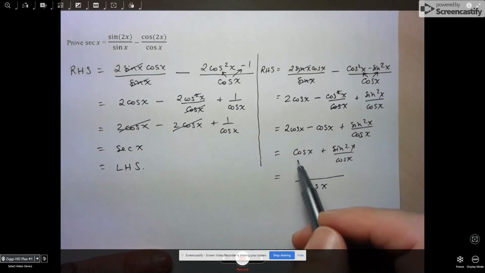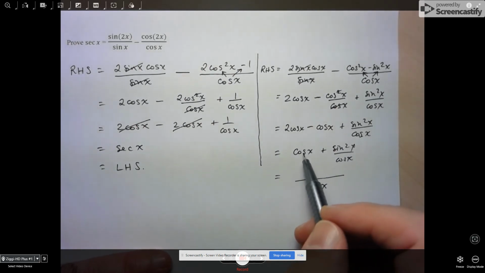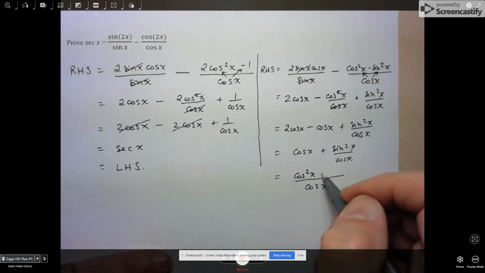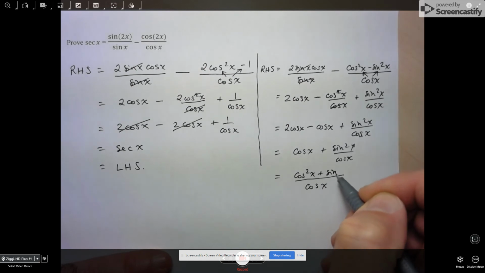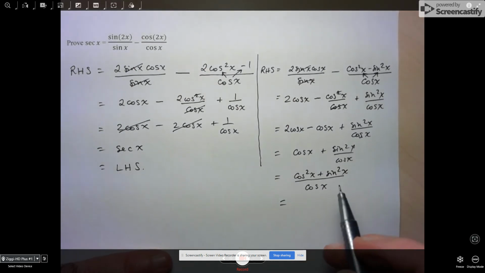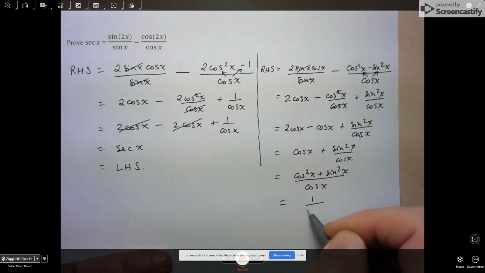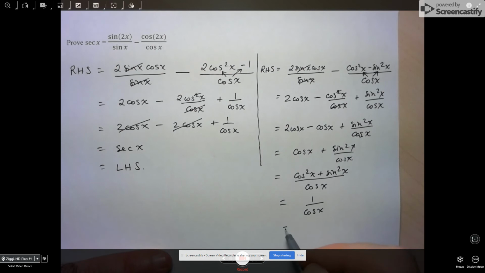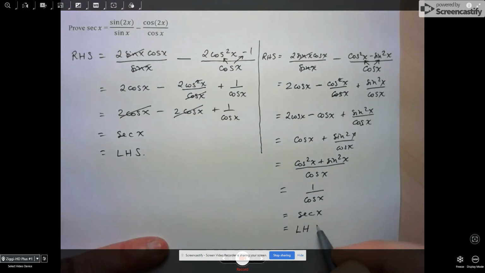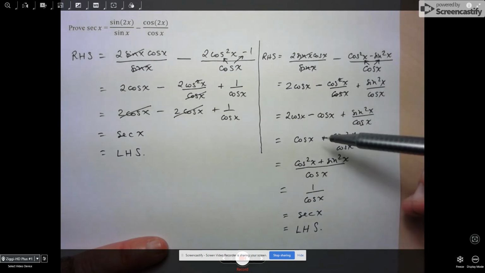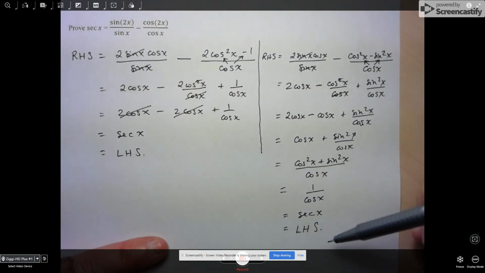So here, this doesn't have a denominator of cos x, so I'm going to multiply that to get cos squared x. And then here I already have a denominator of cos x, so nothing's going to change, plus sine squared x. And this is where I realize, hey, wait a minute, cos squared x plus sine squared x is equal to 1. And lo and behold, I got to the exact same place, which is equal to our left-hand side. So I was still able to solve the identity or prove the identity, but it took an extra 3 steps to get there.